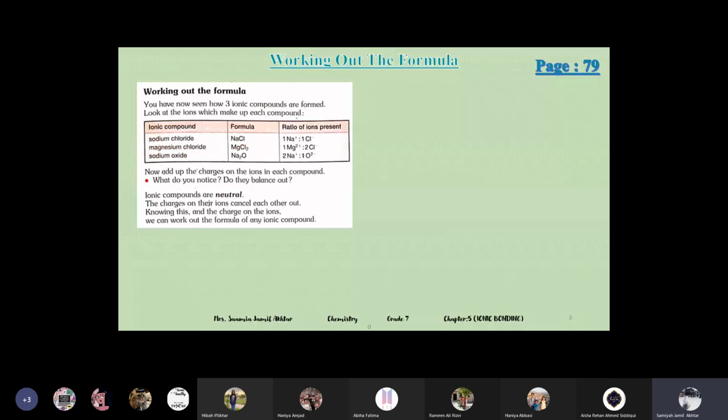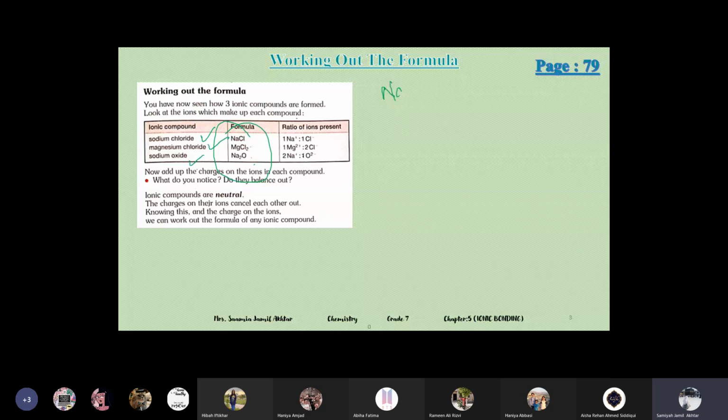So sodium chloride, we made sodium chloride also. We made magnesium chloride. We made sodium oxide. Okay, these are their formulas. How are these formulas formed? I told you these formulas are formed depending upon the number of atoms. Okay, how many atoms are involved?